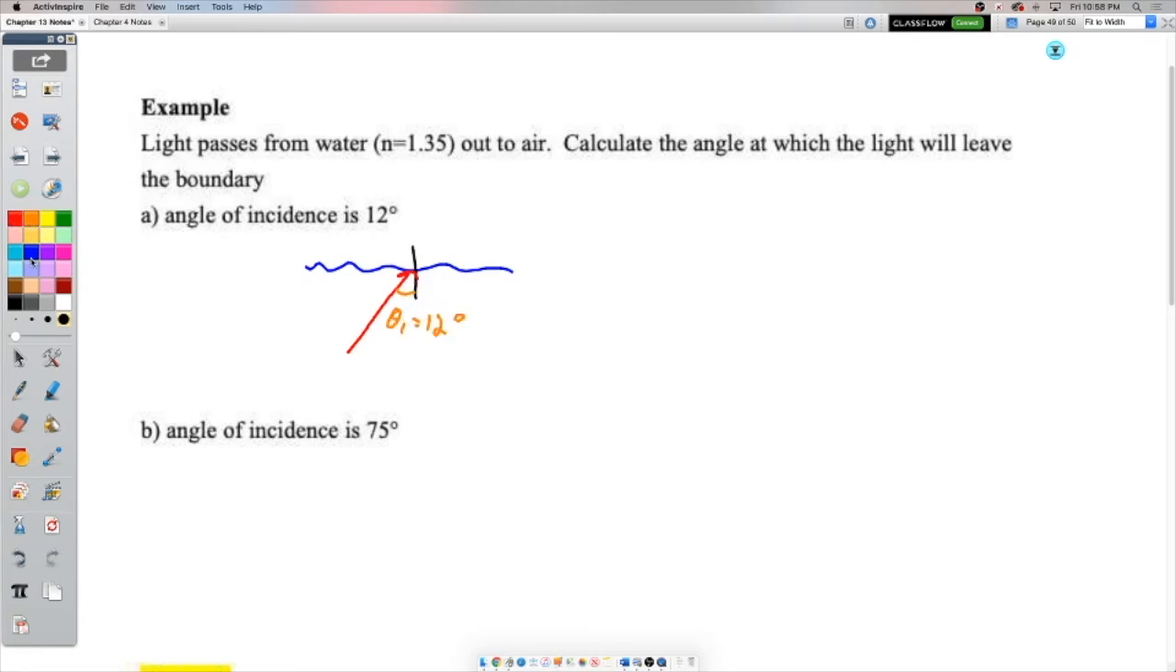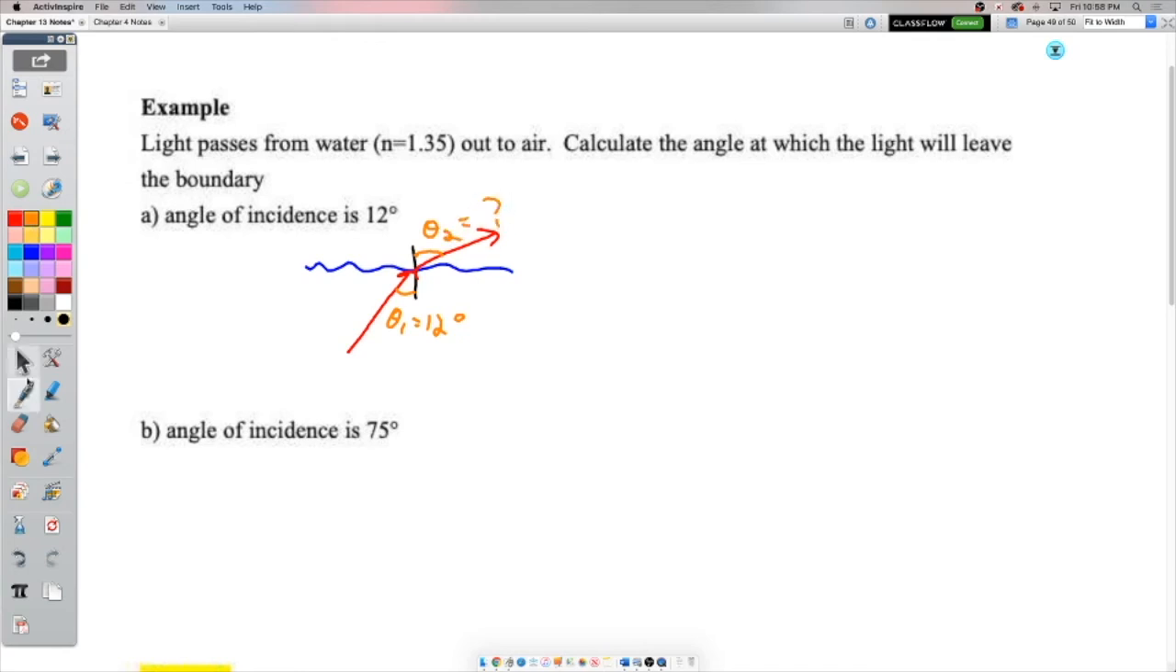Now, it's going from water to air, so is it going to speed up or slow down? It's going to speed up, which means it's going to bend away from the normal, right? I think of it as it's trying to get away from the normal. If it gets a speed boost, it will succeed in doing that. If it gets slowed down, it will fail and get sucked in. Theta 2, that's what we want to know.